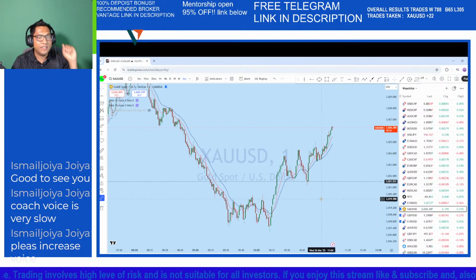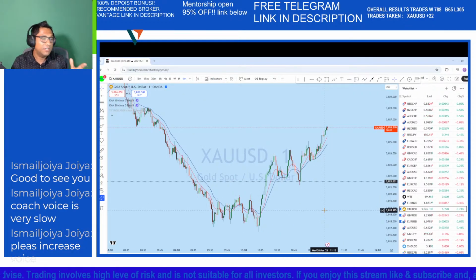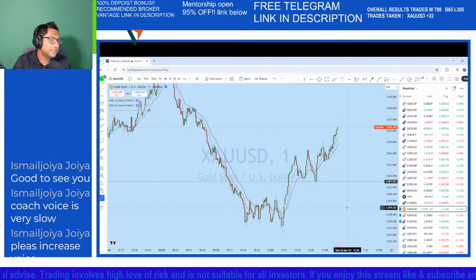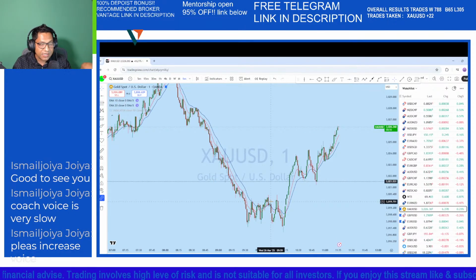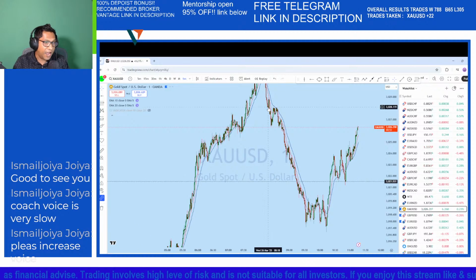The reason I'm saying ideal, guys, is that sometimes the wording is very important. Ideal scenario means that there has been a very nice change of trend after this drop.